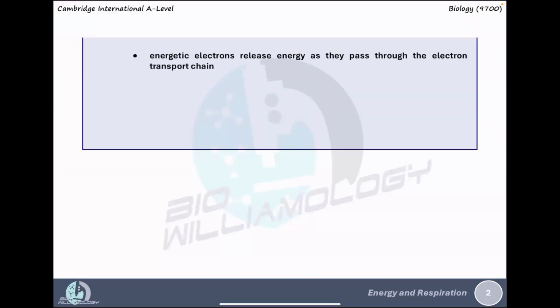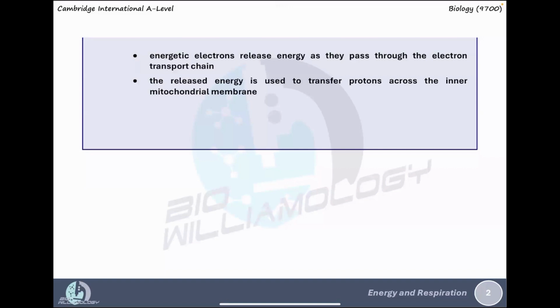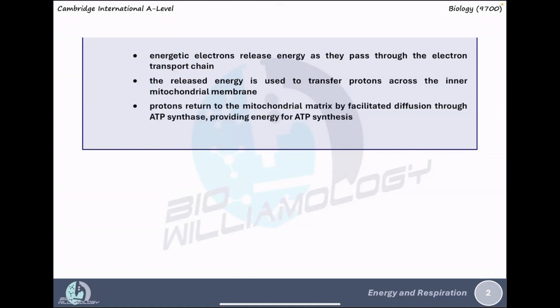Energetic electrons release energy as they pass through the electron transport chain. The released energy is used to transfer protons across the inner mitochondrial membrane. Protons return to the mitochondrial matrix by facilitated diffusion through ATP synthase, providing energy for ADP synthesis. Let's get started.